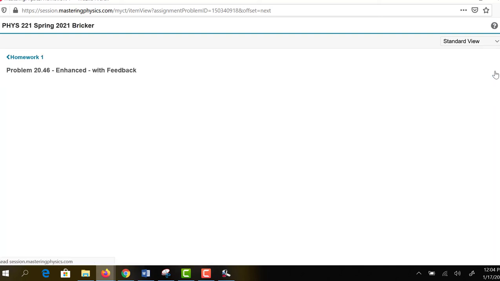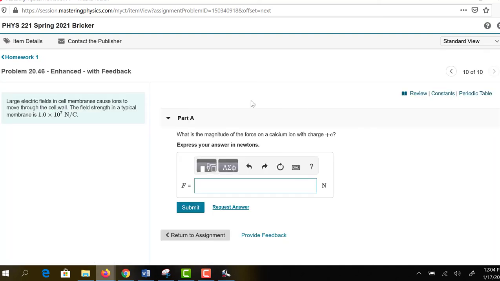And the last one. Large electric fields in cell membranes cause ions to move through the cell walls. We talked about what ions were in the chapter. The field strength is 1 times 10 to the 7th newtons per coulomb. What is the magnitude of the force on a calcium ion of charge plus E? Okay, so remember, the force is the magnitude of the charge times the electric field strength. Here's the electric field strength given in the problem, and a charge of plus E.